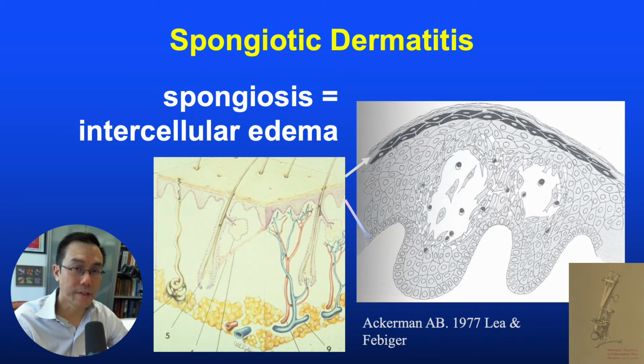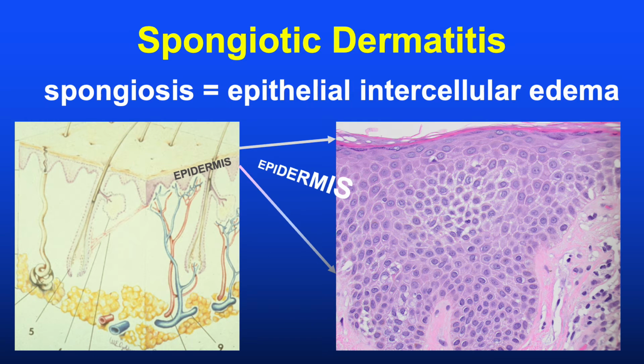The simplest definition of spongiosis is intercellular edema. Specifically, intercellular edema of epithelial cells. And it's very common to define spongiosis as intercellular edema of the epidermis. But I use the word epithelial here with intent to recognize the fact that spongiosis can also affect the epithelium of adnexal structures, hair follicles, and sweat ducts.